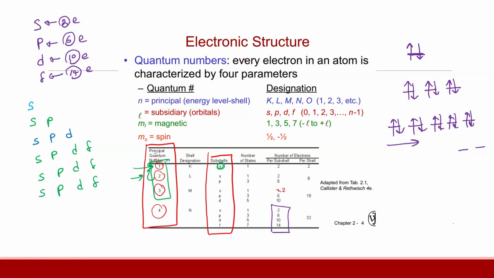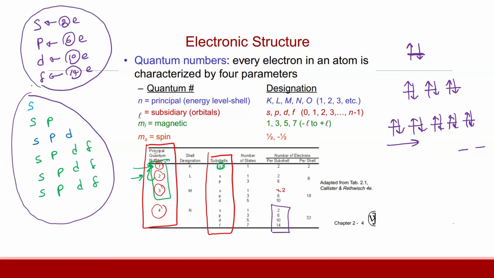So for the time being, just remember this SPDF and also how many electrons can be staying in the subshells. That will be enough. Okay, any question?